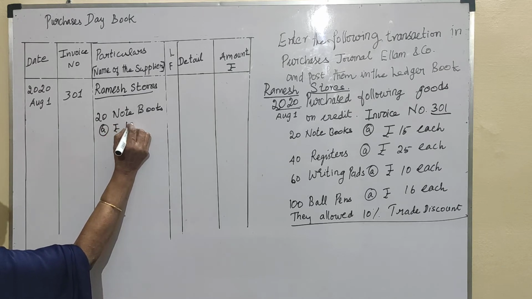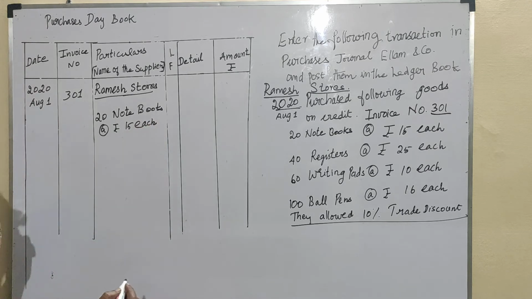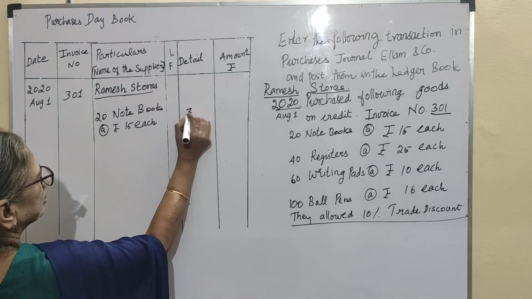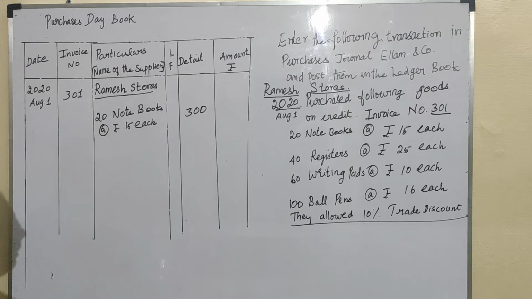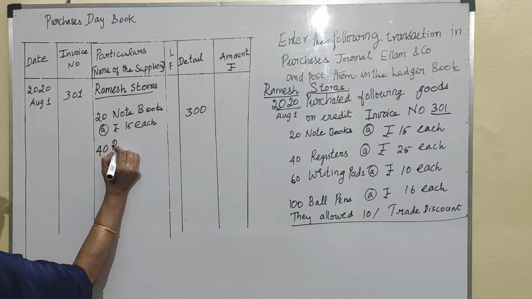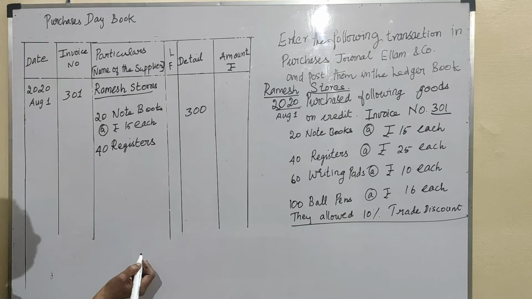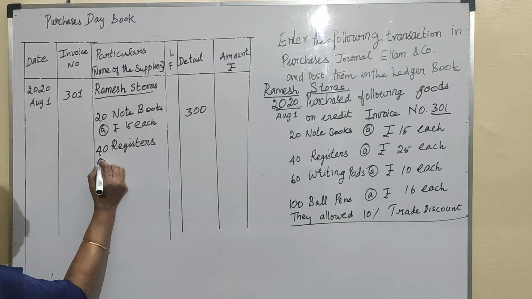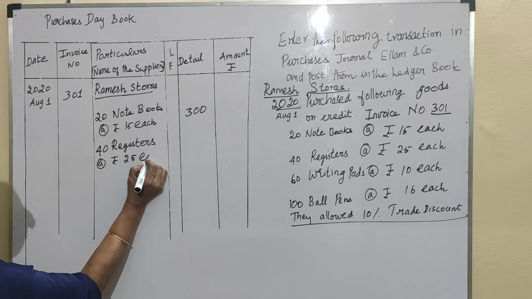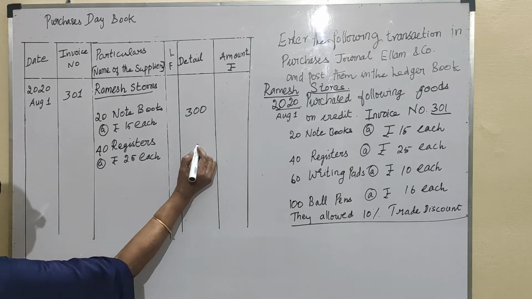at rupees 15 each. Now let us calculate this one. 300 rupees, 15, 300, right here. And the next one, 40 registers at rupees 25 each. Then now calculate 40 into 25, that is 1,000.